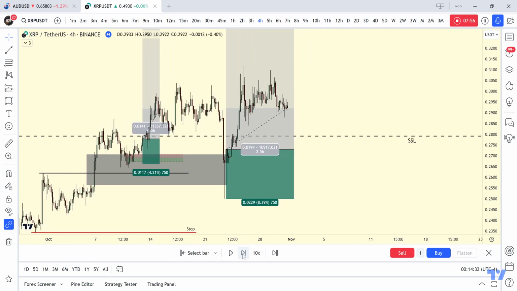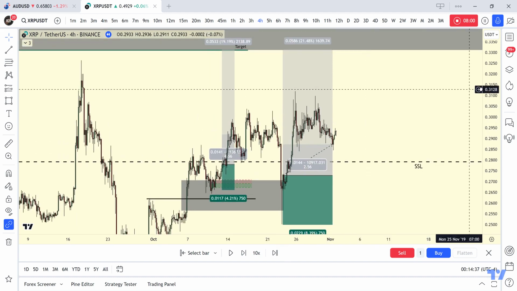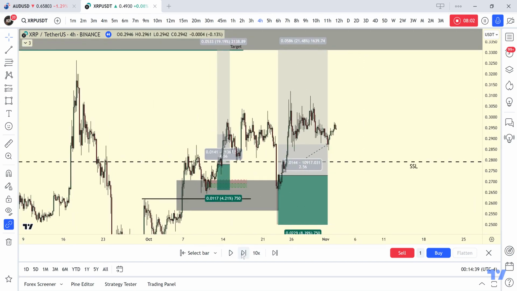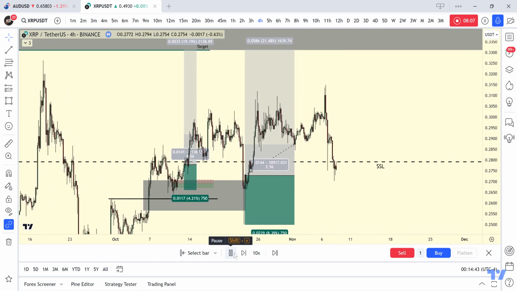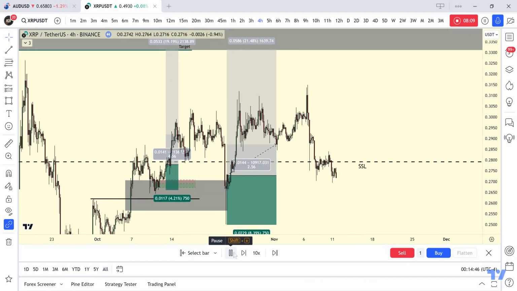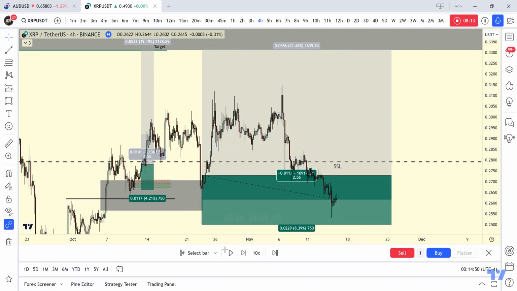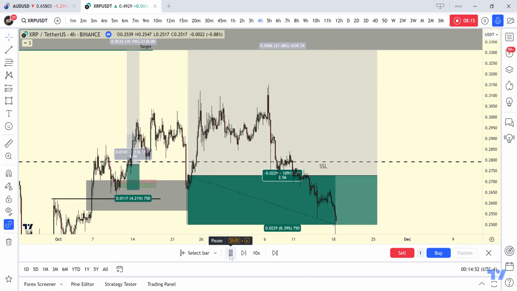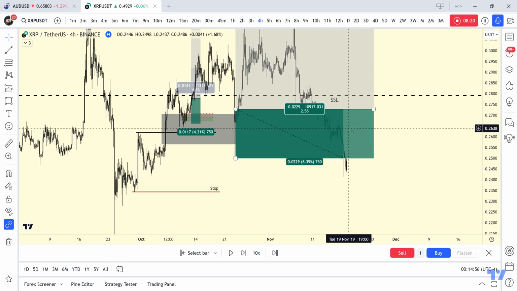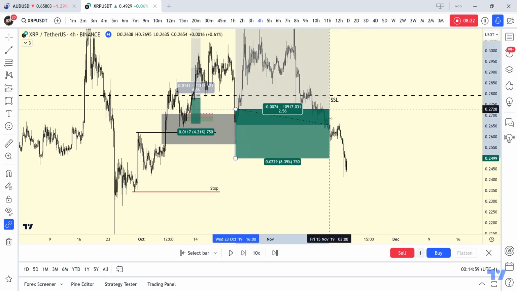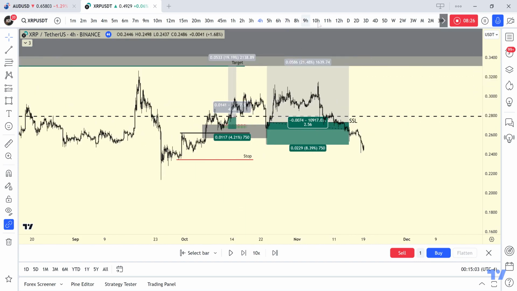XRP is a weird one. 2019, plus it had all those legal issues, so you do get some weird things. Let's just fast forward this. All right, comes even lower. That's a 2-trade loss. Did not come to that target yet.